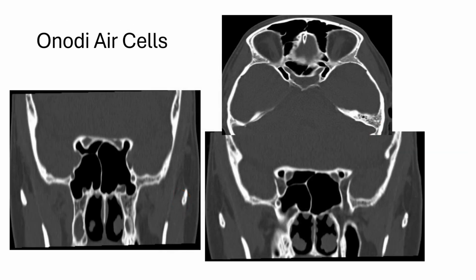Now the Onodi air cells or sphenoethmoidal air cells. So they are commonly known as the Onodi air cells and is an anatomical variant of the paranasal sinuses, important due to its close proximity to the optic nerve and the internal carotid artery. This is the optic nerve. These are the site for the internal carotid artery. They are important due to its close proximity to these two structures.